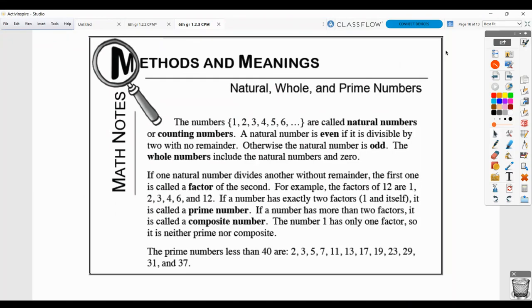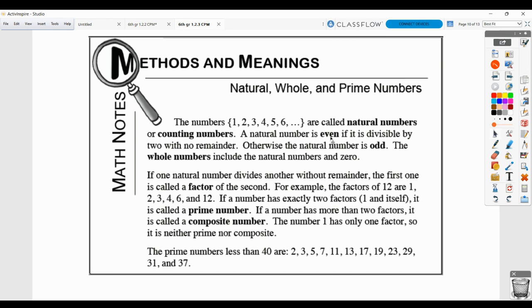This video is to allow you to correct your homework for section 1.2.3. Again, before we start that, I want to go through the methods and meanings information. So the numbers 1, 2, 3, 4, 5, 6, and so on are called natural numbers or counting numbers.